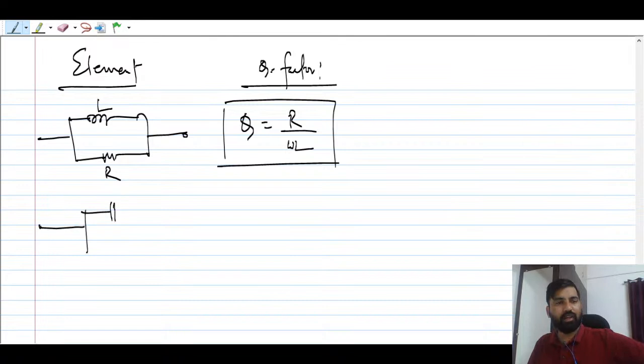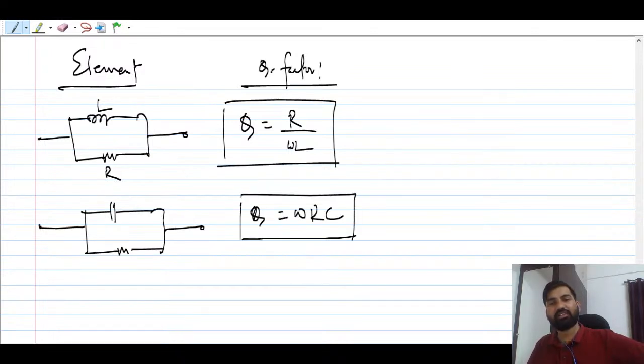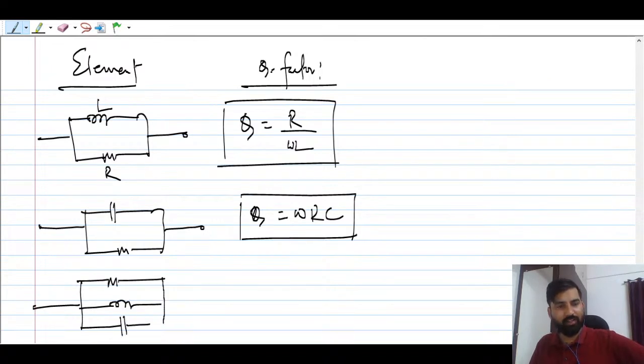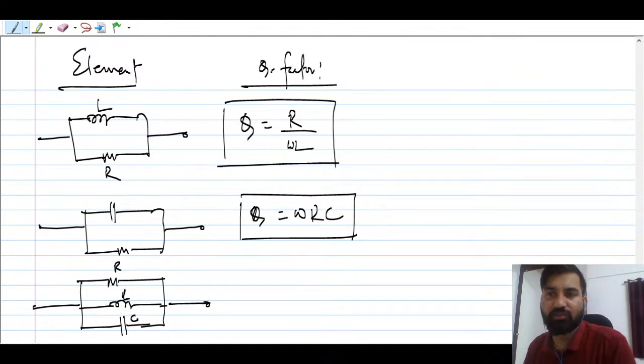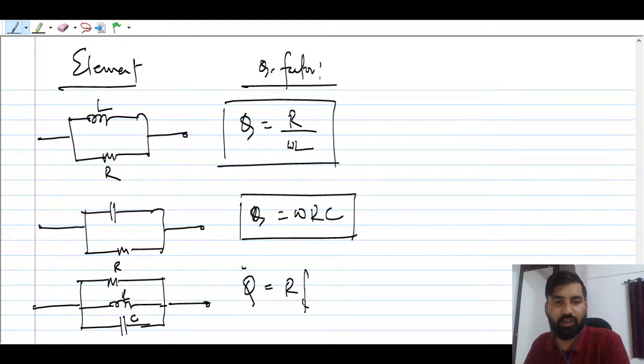And here I am going to connect capacitance as well as resistance. Again, you take the reciprocal: omega CR or omega RC. And if you connect all of them in parallel, again you take the reciprocal, for RLC. So you only have to remember the series connection, and for parallel you take the reciprocal of that. Reciprocal is going to be Q equal to R square root of C by L.